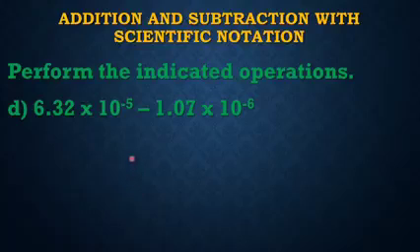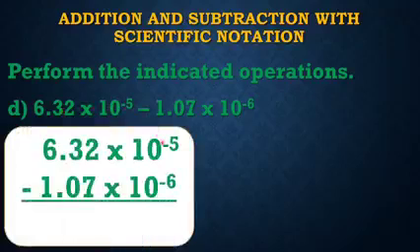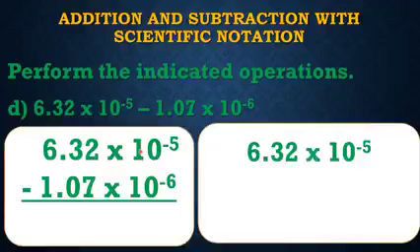Letter D, same case. Okay, so we will subtract 6.32 times 10 raised to negative 5 minus 1.07 times 10 raised to negative 6. Again, we will do the same. We can make the exponent negative 6 or negative 5. For my case, I will operate on the first scientific notation. So the 6.32 times 10 raised to negative 5, we will make it negative 6, so that we can proceed with the subtraction.